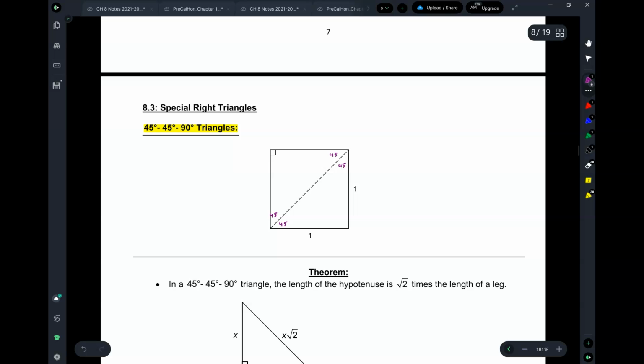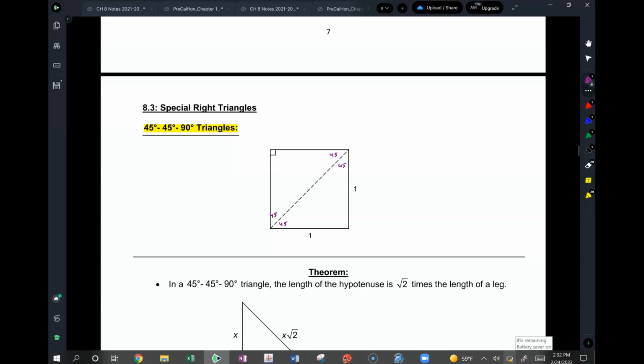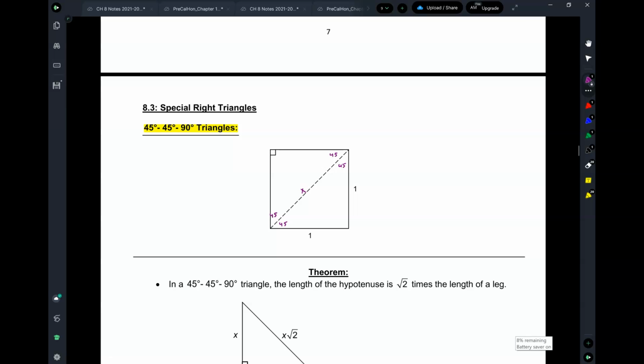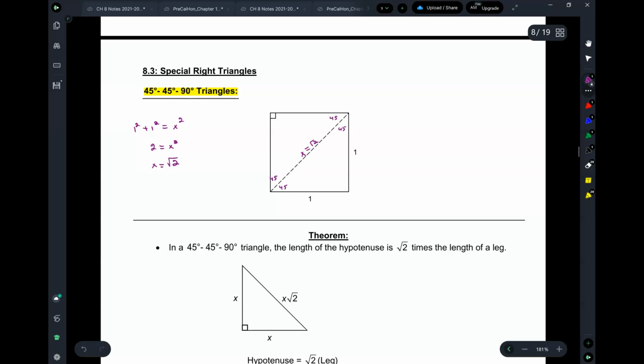Now, let's find the length of that diagonal x. We're going to use the Pythagorean theorem, right? So 1 squared plus 1 squared is equal to x squared. So 1 plus 1, 2, is equal to x squared. Take the square root. X is equal to root 2. That's kind of cute.